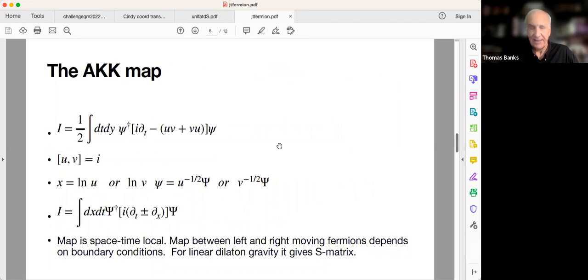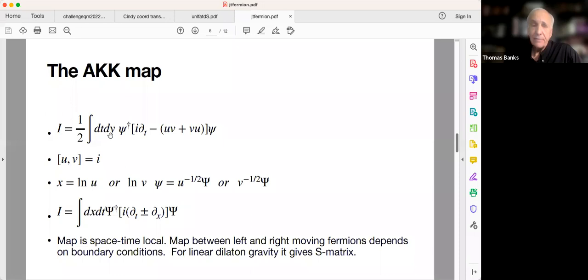First, the AKK map. This is really beautiful and trivial. Okay, so here's the Lagrangian of a theory of non-relativistic fermions in an upside-down oscillator potential. What I've done is I've just defined variables u and v, which are p plus y and p minus y, where y is the upside-down oscillator coordinate and p its canonical momentum. Those variables are canonically conjugate to each other, and the upside-down oscillator looks like uv plus vu in those variables. So this is the Lagrangian. I integrate the action over t and over y.